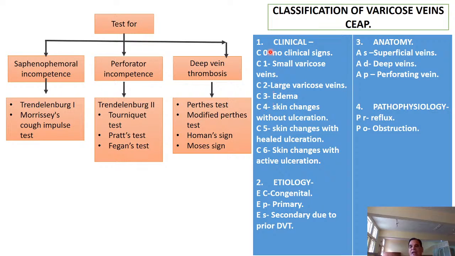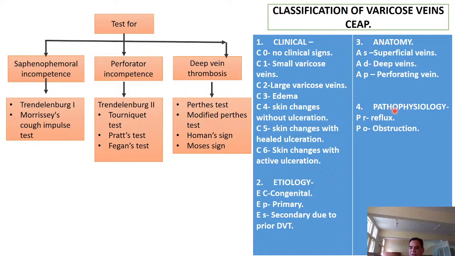So this is a clinical classification. Etiologically, we have considered congenital, primary and secondary due to DVT. So there are three etiologies: congenital, primary and secondary. Anatomical. This is a beautiful classification. They have considered superficial vein, deep vein and perforating vein. That means all we discussed so far, this chart or CEAP classification is showing everything.